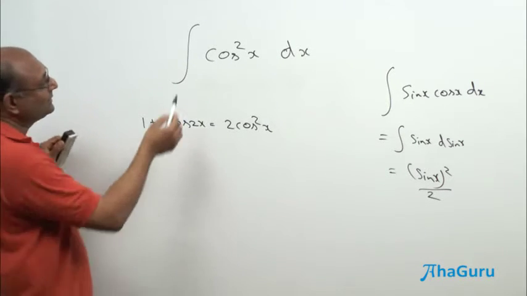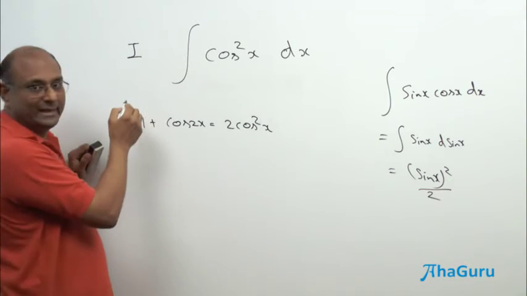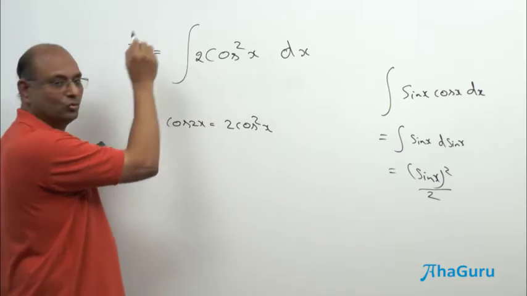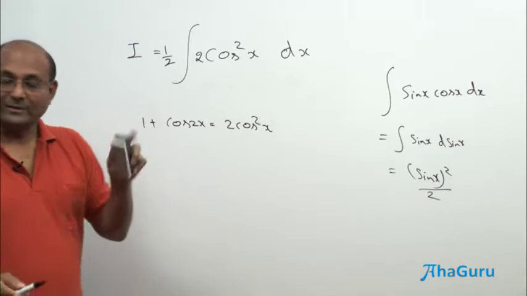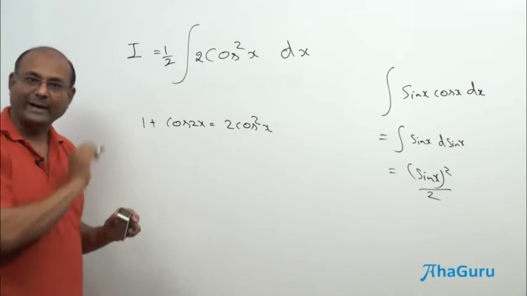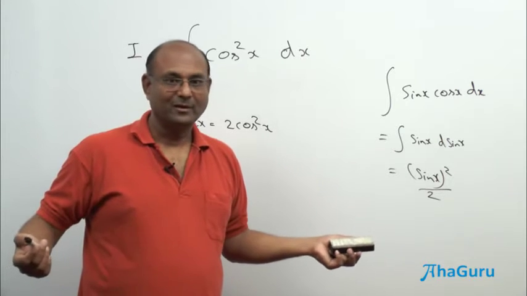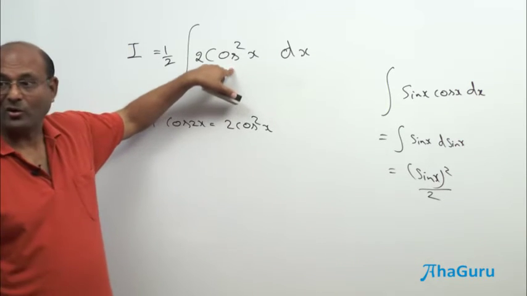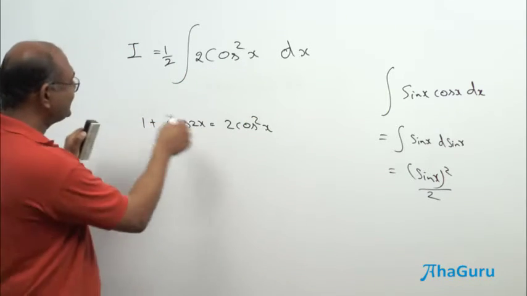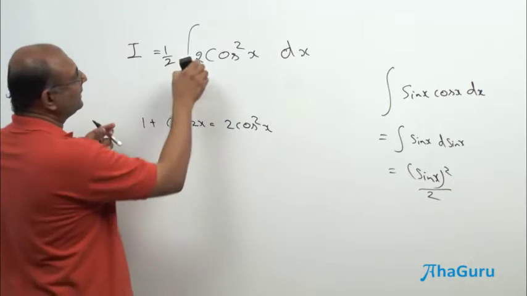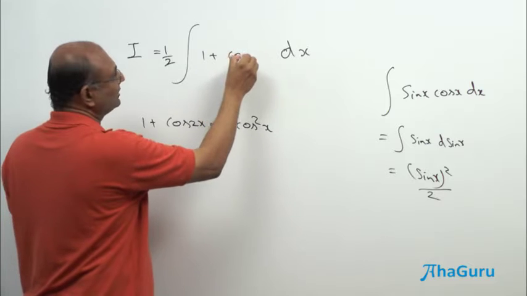Why is this good? Because putting a 2 here is no big problem. So suppose I call this I, all I have to do is to put a 2 and put a half. 2 cos square x is this. Now the question is, do you know how to do this? Can you integrate 1? That's easy. Can we integrate cos 2x? Actually that's also easy, right? Because cos 2x is much easier than cos square x, because 2x can always be put inside the d, right? So let us take this and substitute that there. I'm going to get rid of the 2 cos square x and I'm going to replace it by 1 plus cos 2x.